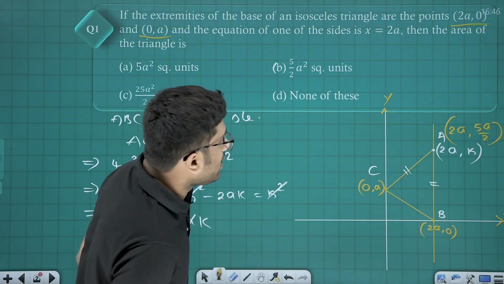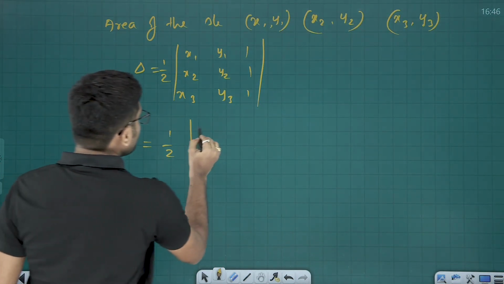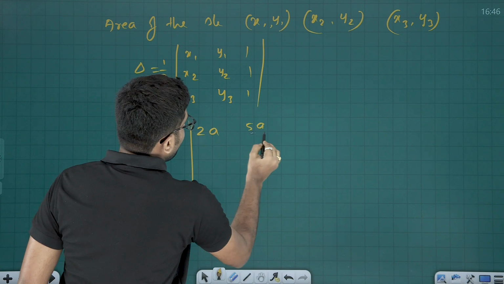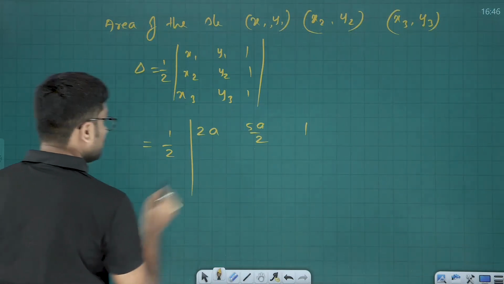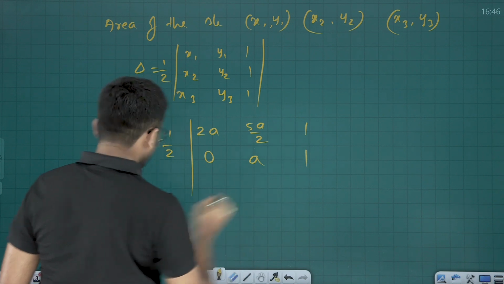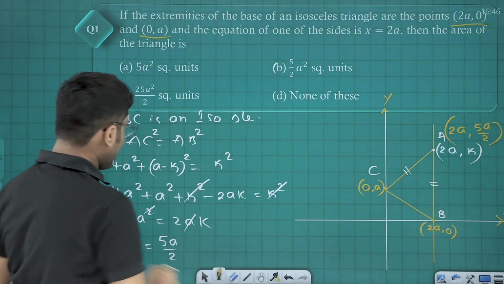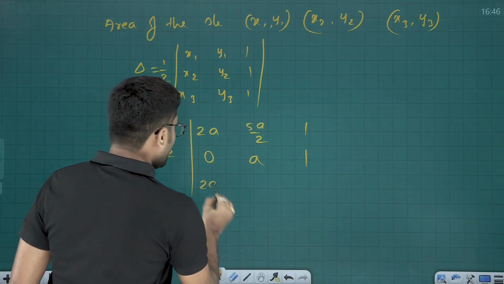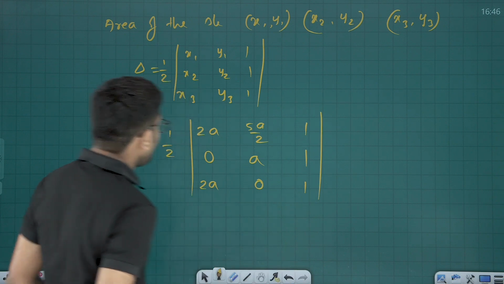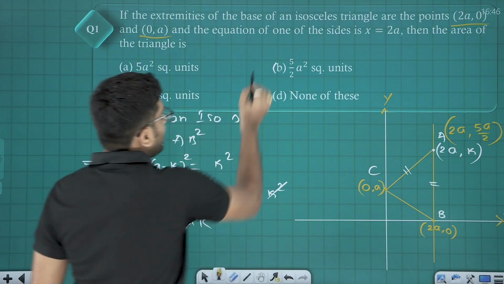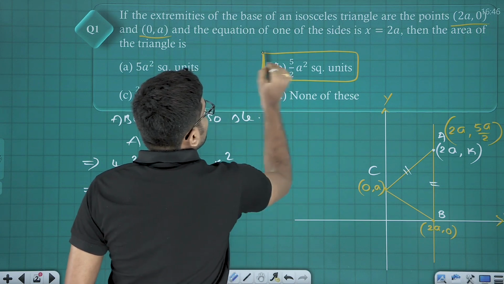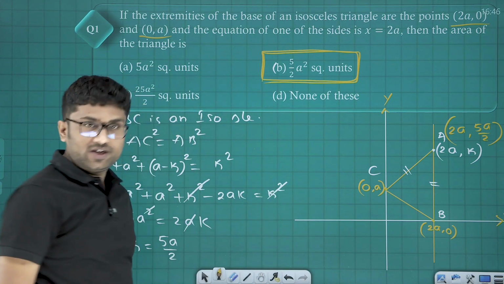So 2a, 5a by 2, 1. Next 0, a, 1. Next 2a, 0, 1. So friends, if we expand this determinant, the area of the triangle we get as 5a square by 2 square units.